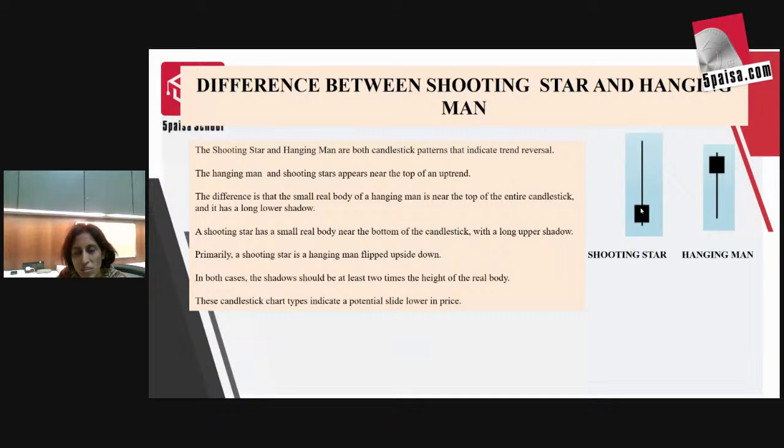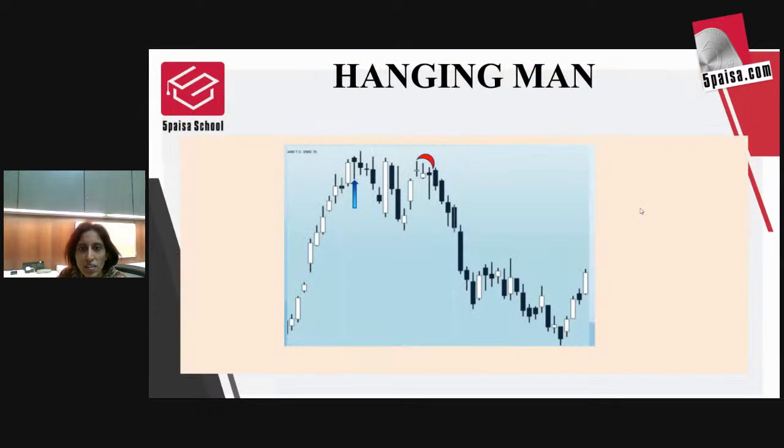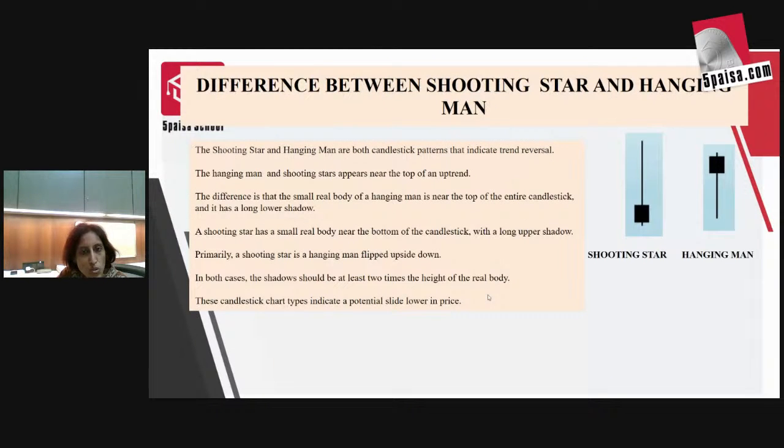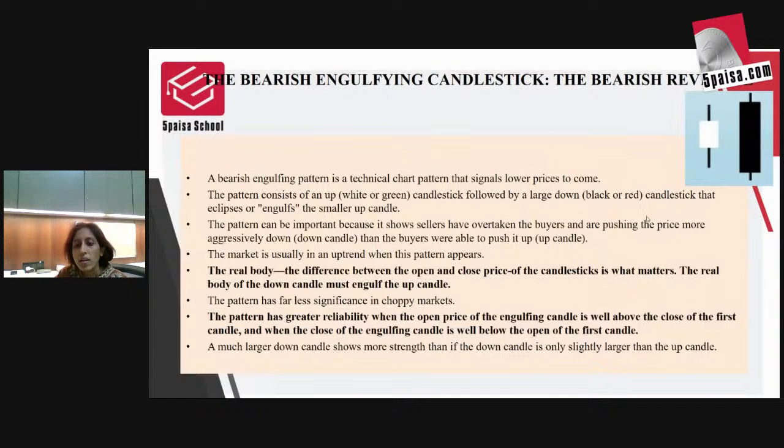Okay? So the prices will move down from there. As you can see here, the prices will move down if you witness a hanging man or if you witness a shooting star. In either case, the prices are going to move down. The only difference is in terms of the real body, but essentially both of them indicate that from there on, the prices are going to come down. Right? Okay. Next, we start with another chart pattern, which is the bearish engulfing candlestick.